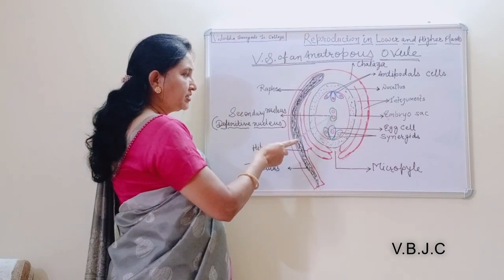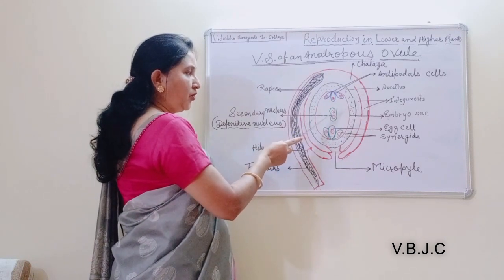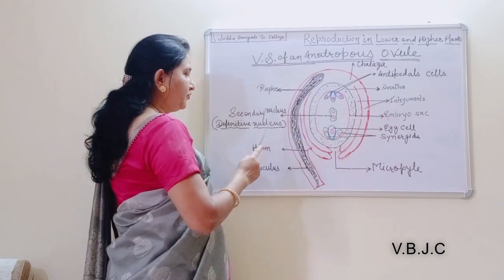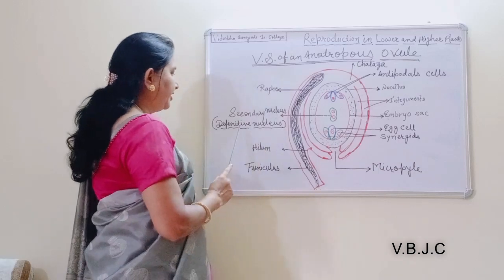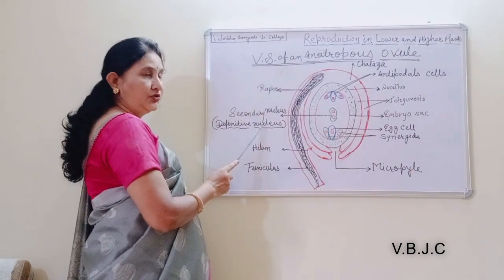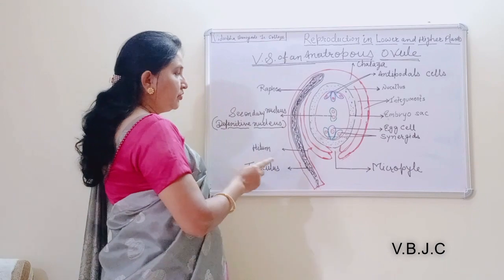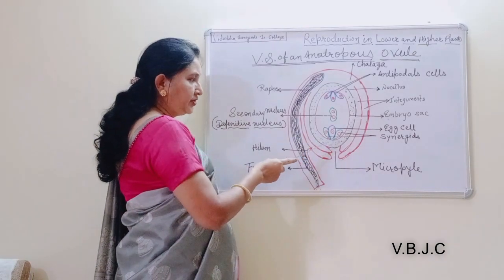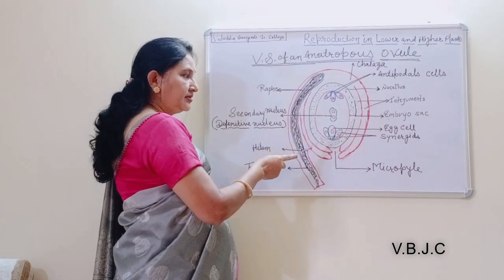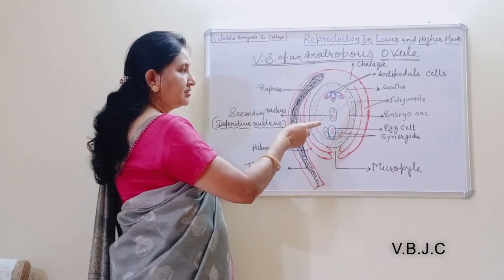At the center of this embryo sac, these two polar nuclei fuse together to form the secondary nucleus, which is known as the definitive nucleus. So this is about this embryo sac, and this is about this nucellus.